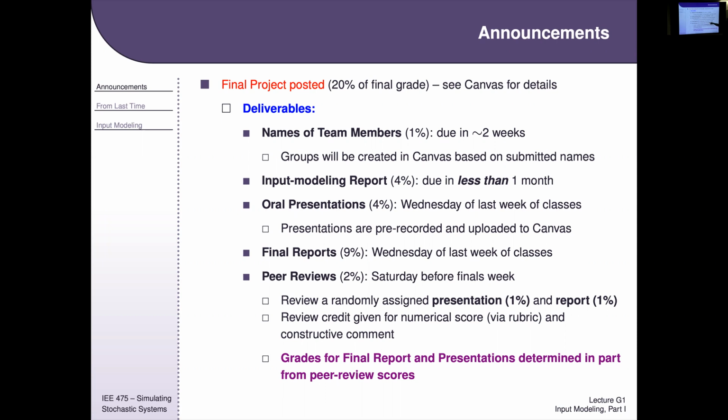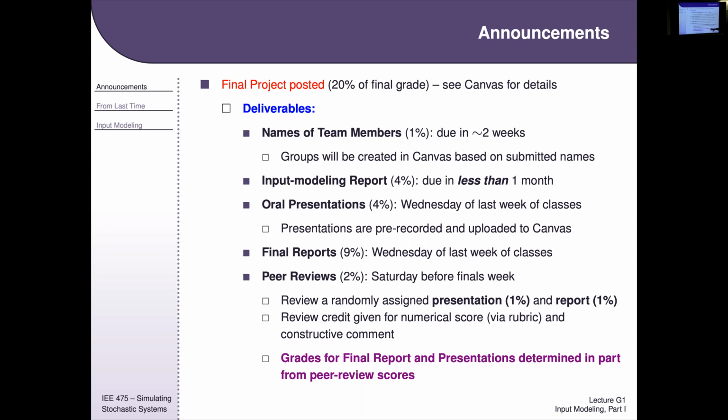And then after uploading to Canvas, every individual person will be assigned one other group's presentation to watch and then do a peer review of. So you'll have a rubric and you'll leave some comments. And it's a similar thing with the reports. You'll upload the report at the same time you upload the presentation, and then you'll be assigned a report to read. The reports are just these 4-page reports. So every group is responsible for a presentation and report, and every individual is responsible for peer reviewing one presentation and one report.